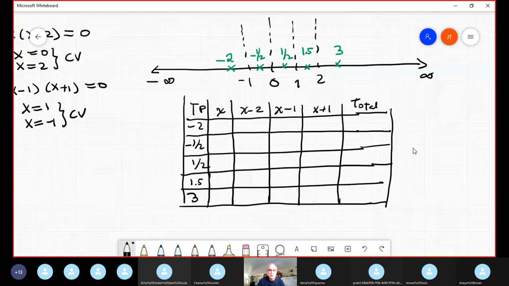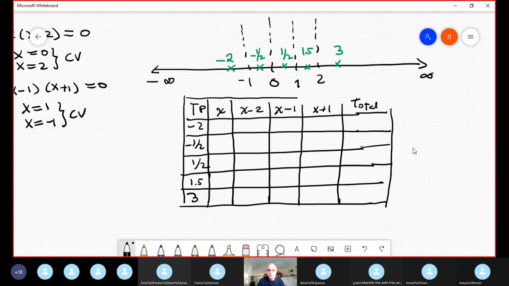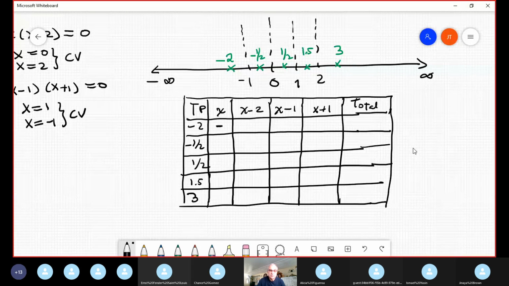Okay, ready. Be careful, slow down. Don't rush. You evaluate little by little. -2 is negative. -2 and -2 is -4, negative. -2 and -1 is negative. And -2 and positive 1 is negative. Wow. And 4 negatives is positive. Yes or no?